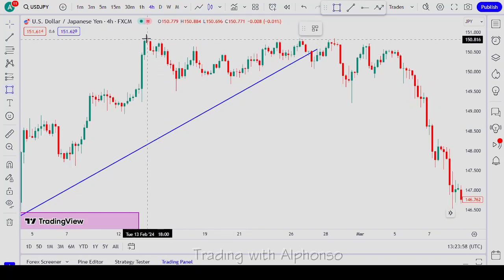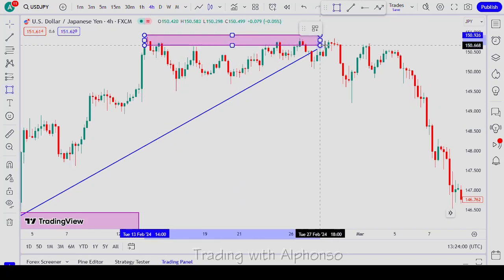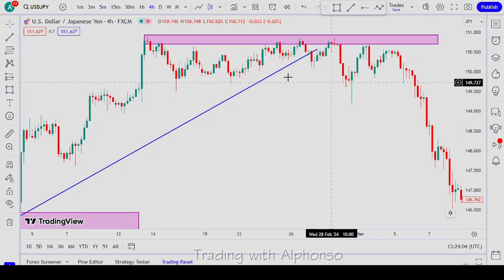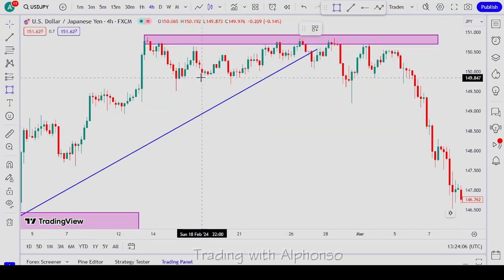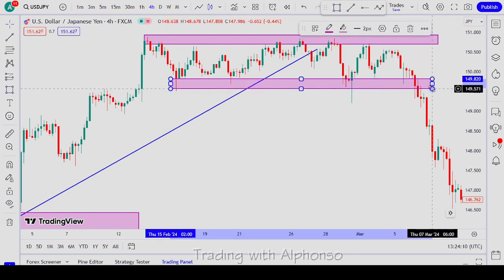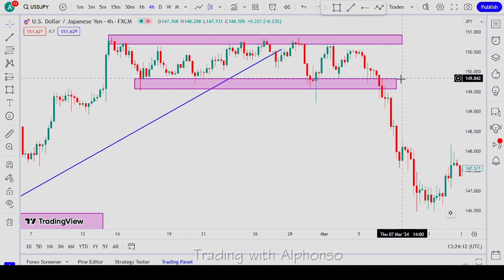Here we see a resistance key level right here at this point. This is a resistance key level. Then at this point I see a support key level. So the market is ranging. This is what we call a sideways market structure.